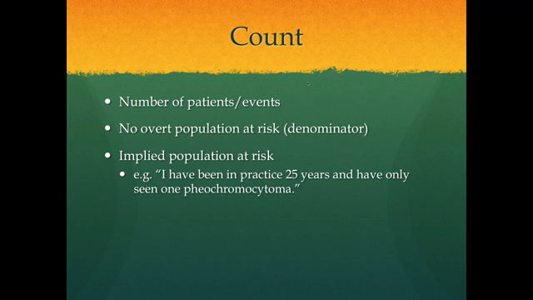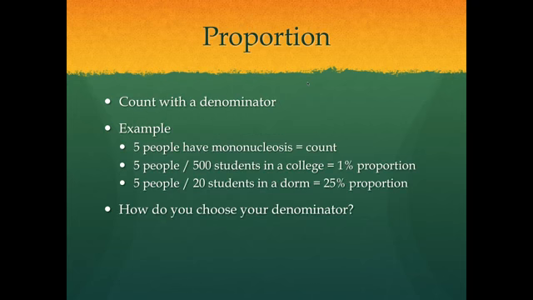For example, I have been in practice 25 years and have only seen one case of pheochromocytoma. The implied denominator is the number of patients through the clinic door in those 25 years. On the whole, however, counts are not looked upon favorably since they are essentially floating numbers without context.